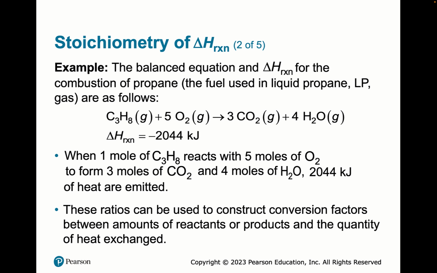So let's look at an example of this. We have this chemical reaction here: propane plus 5 oxygens yields 3 carbon dioxides and 4 waters. The heat of reaction here is negative 2044 kilojoules. When 1 mole of propane reacts with 5 moles of oxygen to form 3 moles of CO2 and 4 moles of water, 2044 kilojoules of heat are emitted. So that's what this equation means, and you can use these ratios as conversion factors.